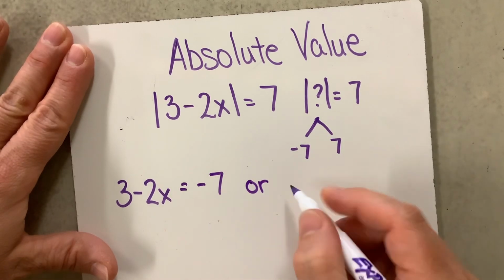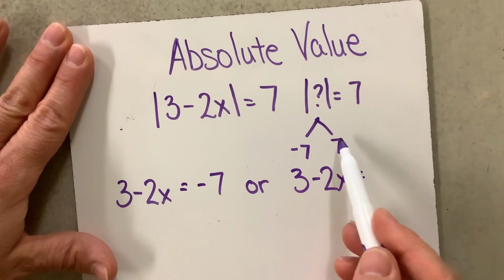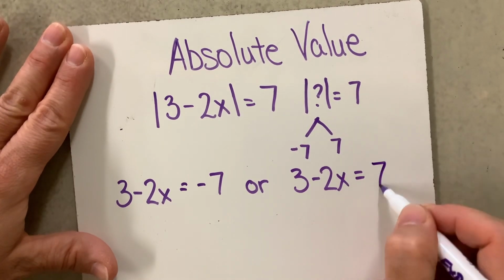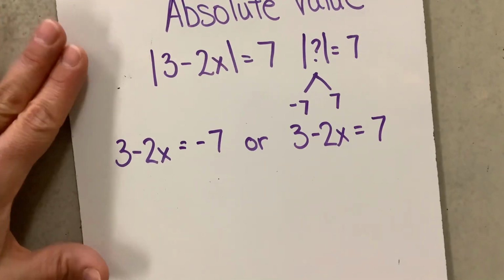So using this idea, we're going to take 3 minus 2x equals one side, or 3 minus 2x equals the other side. Okay, so we're going to be solving both of these equations. So when you do absolute value, it actually gives you 2 equations. Then we're going to solve these just like we've been doing.